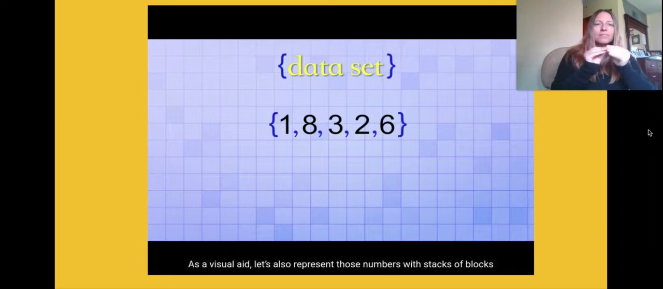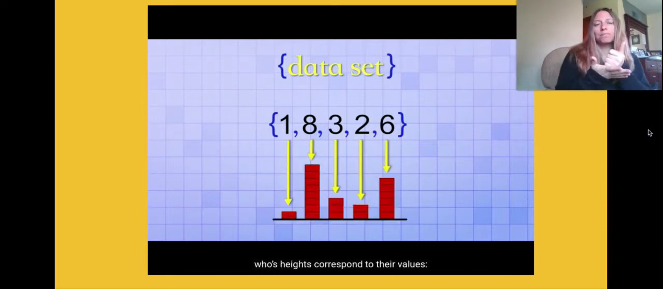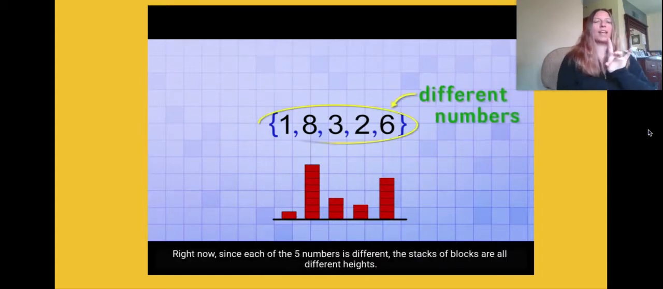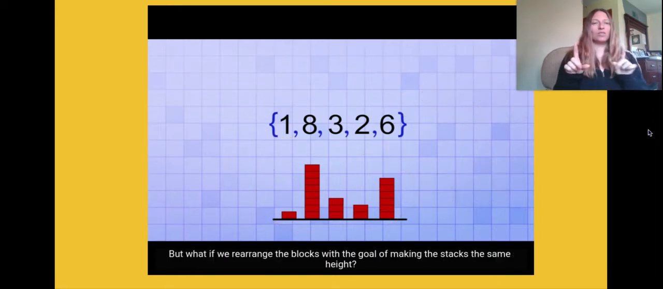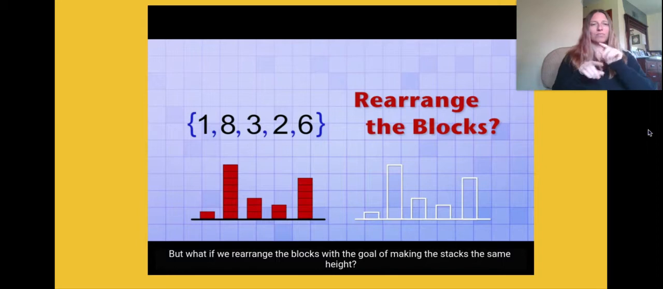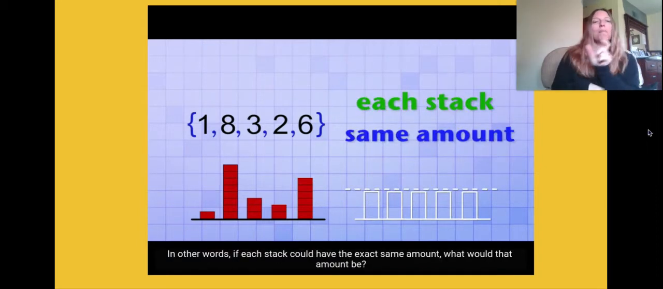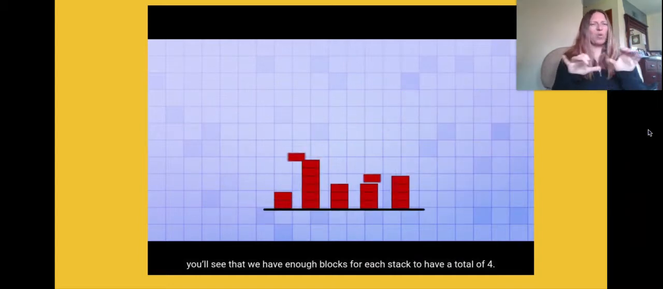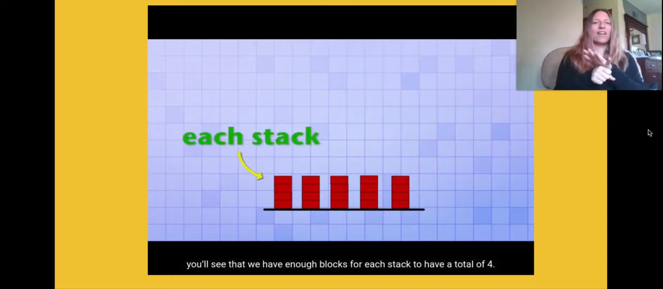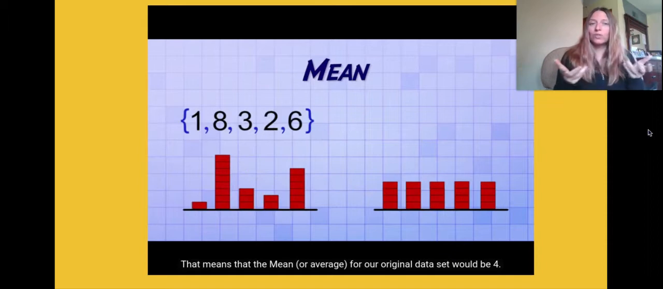As a visual aid, let's also represent those numbers with stacks of blocks whose heights correspond to their values. 1, 8, 3, 2, 6. Right now, since each of the 5 numbers is different, the stacks of blocks are all different heights. But what if we rearrange the blocks with the goal of making the stacks the same height? In other words, if each stack could have the exact same amount, what would that amount be? Well, with a bit of trial and error, you'll see that we have enough blocks for each stack to have a total of 4. That means that the mean, or average, for our original data set would be 4.